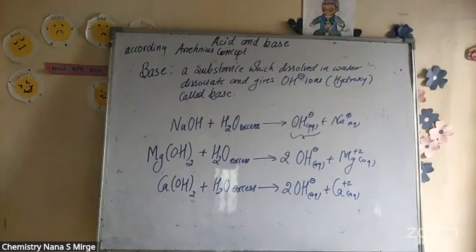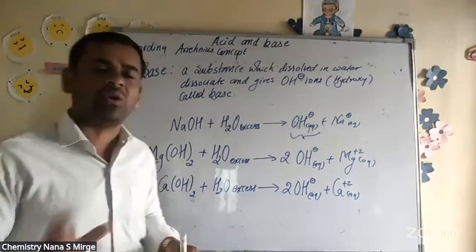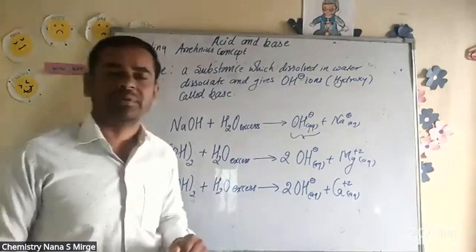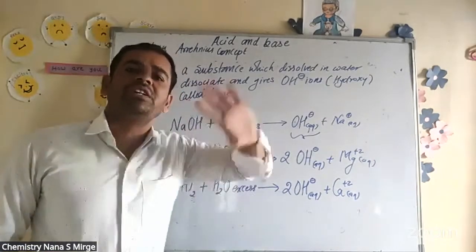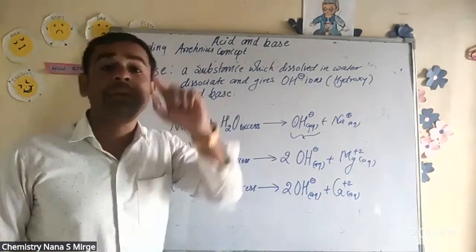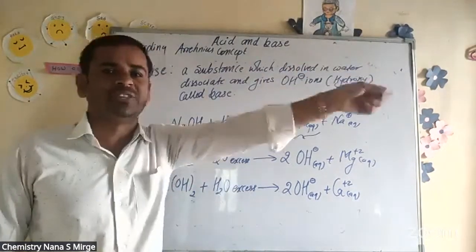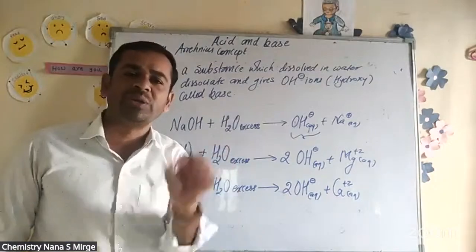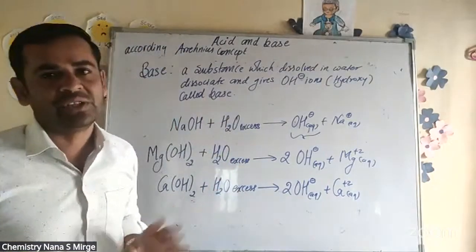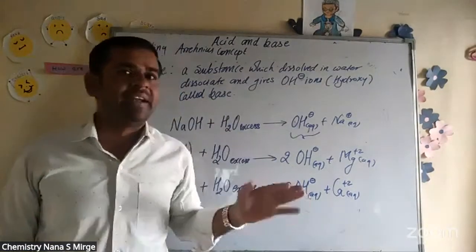Yes, Digambar Patil, NH3 is also a base, but NH3 is not a base according to the Arrhenius concept. It is according to the Lewis concept. So that concept is different for acid and base, and we deal with the Arrhenius concept of acid and base. Yes, you asked the question, what is NH3?